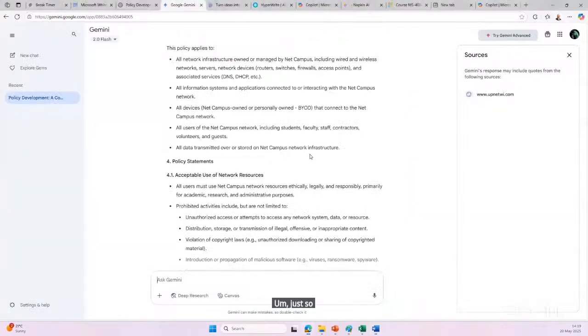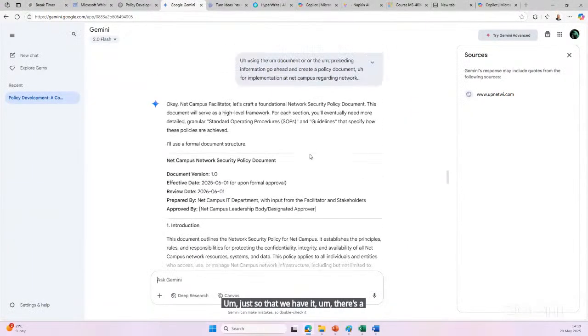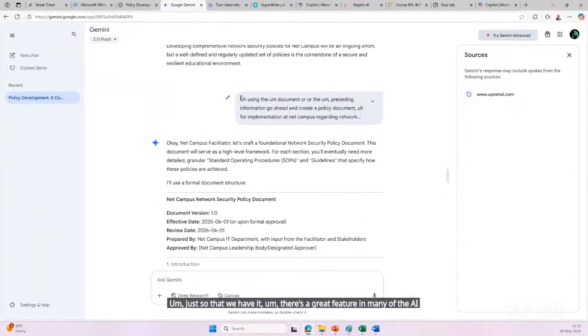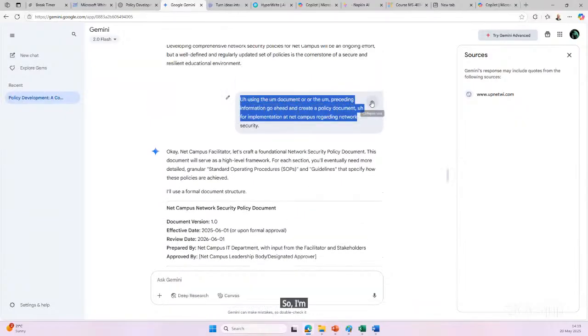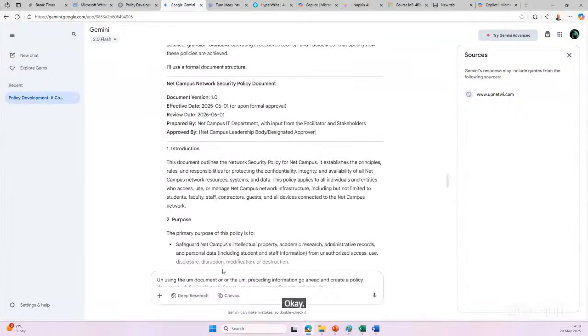Just so that we have it. There's a great feature in many of the AI services that we have available. So I'm just going to go ahead and copy that so that I don't have to talk too much. Okay, and we're going to paste that in over there.